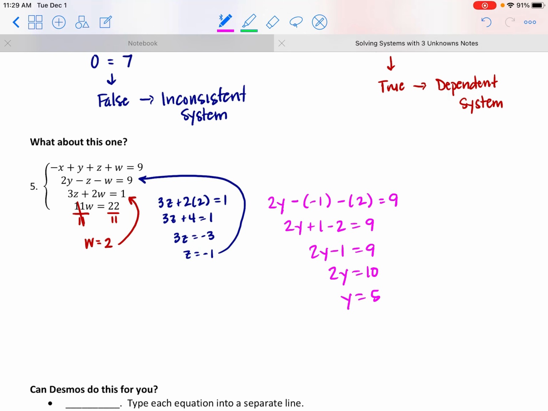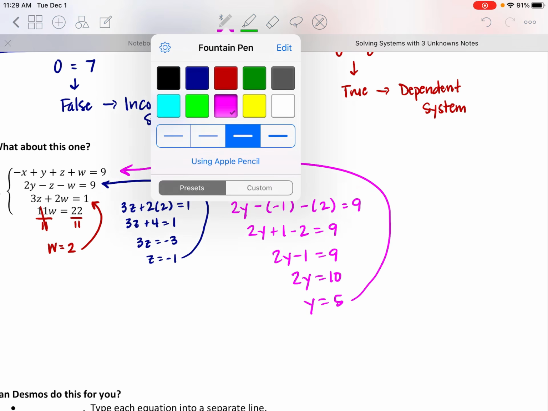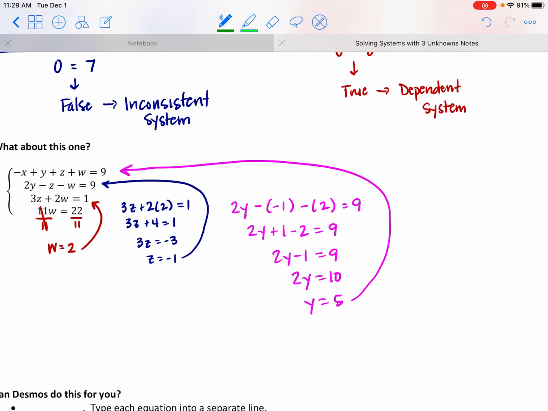So if I add that 1 over, then 2y equals 10, and divide by 2 means y has to equal 5. Well, now I can take all 3 of those and plug into our first equation. So we end up with negative x plus y, which is 5, plus z, which is negative 1, plus w, which is 2, and that has to equal 9 again. So negative x, 5 minus 1 is 4, 4 and 2 make 6. If I subtract that 6 over, then negative x has to equal 3. Dividing by negative means x equals negative 3.